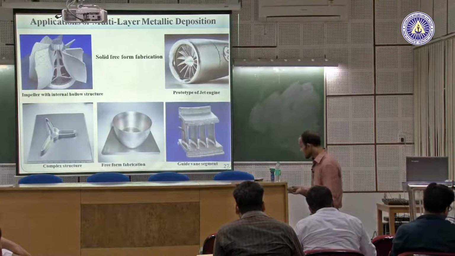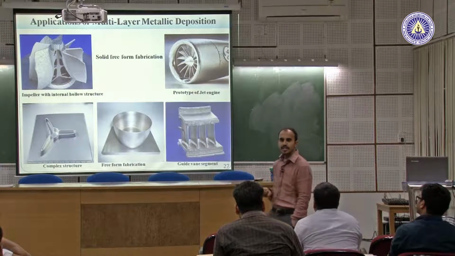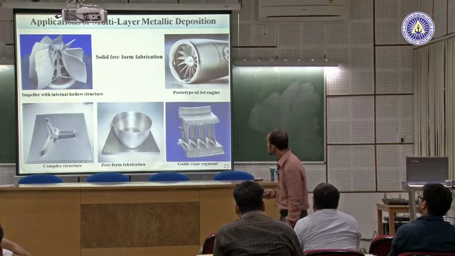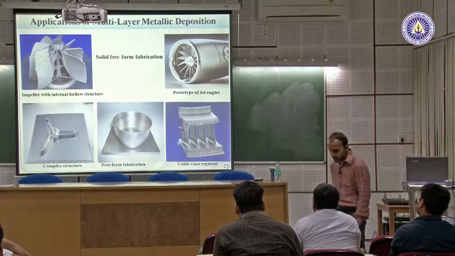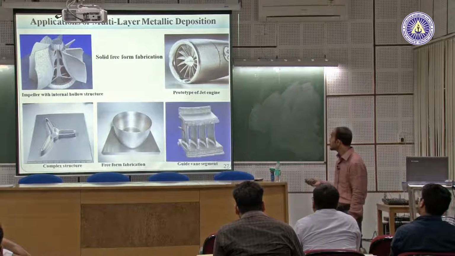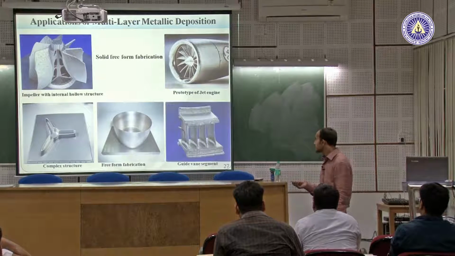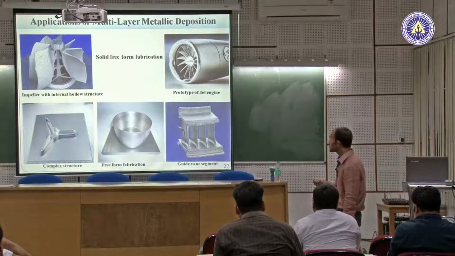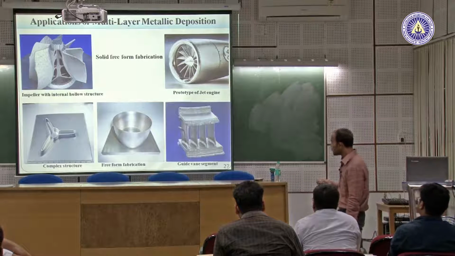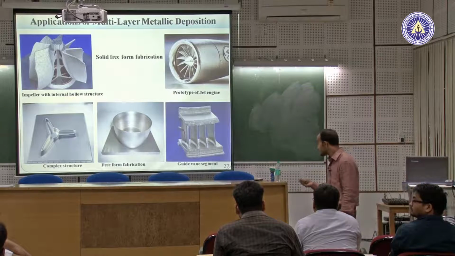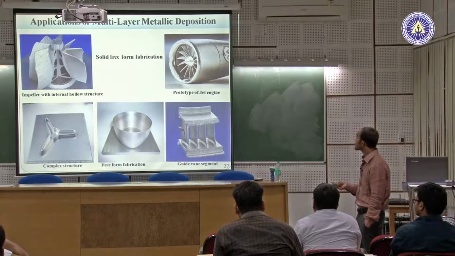Another is additive layer manufacturing for complex shapes. We can use additive layer manufacturing for free form fabrication. You can see here this free form fabrication gives novelty in geometries along with very advanced materials like titanium, and we can use this for aerospace manufacturing also.